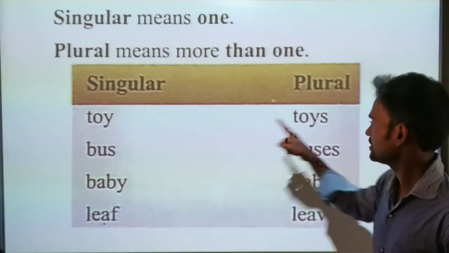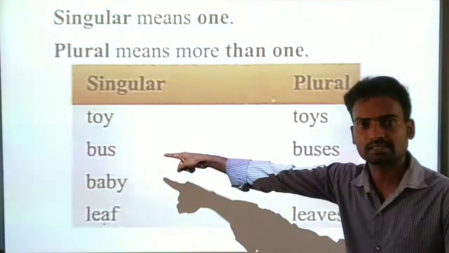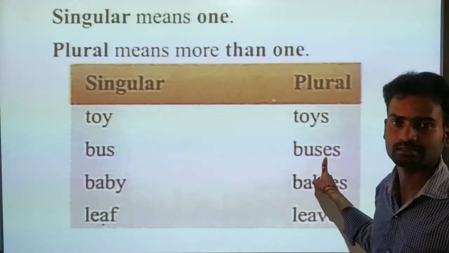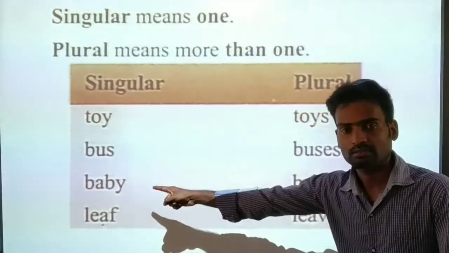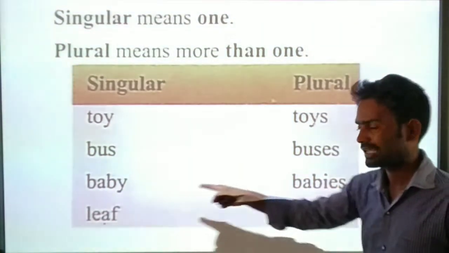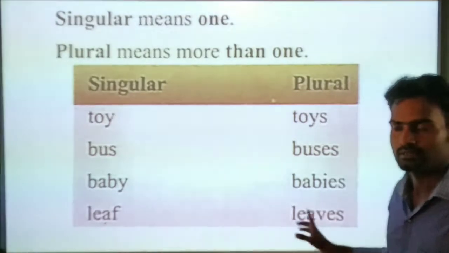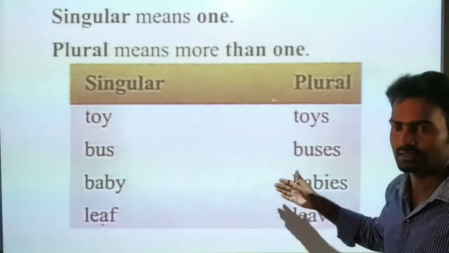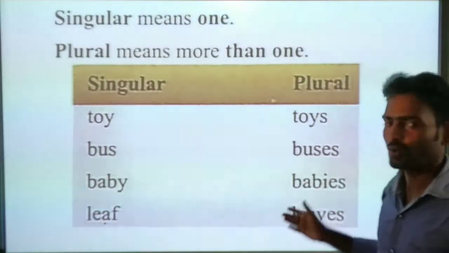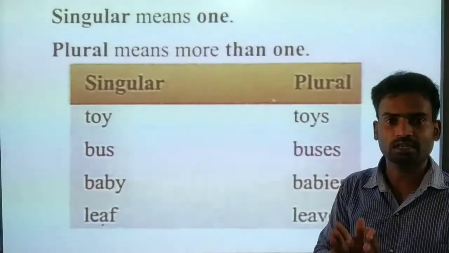toy, toys. Bus, buses. Baby, babies. Leaf, leaves. Just see both boxes, singular and plural. What is the difference? What makes the difference between singular and plural?